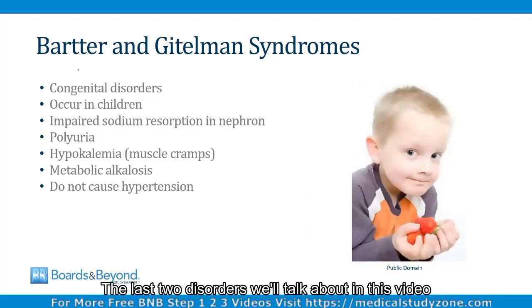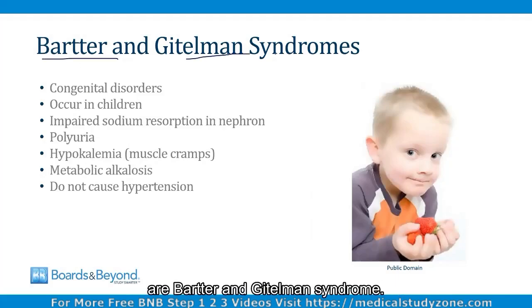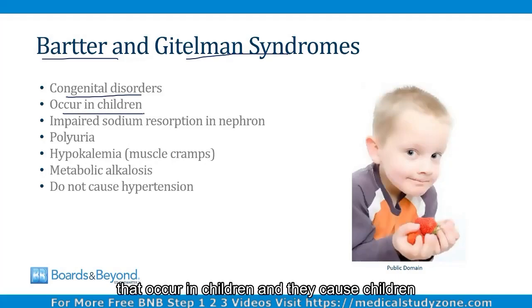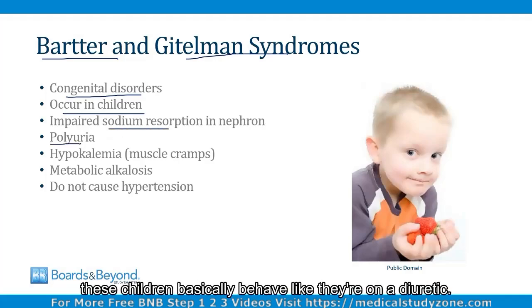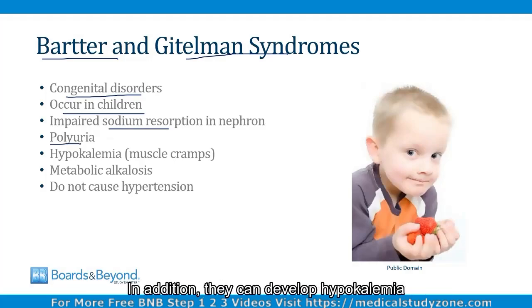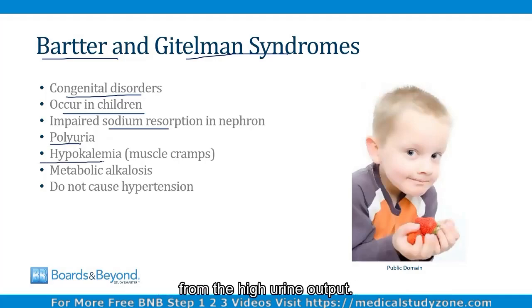The last two disorders we'll talk about in this video are Bartter and Gitelman syndrome. These are very rare congenital disorders that occur in children, and they cause children to have impaired sodium resorption. So when this happens, polyuria develops. These children basically behave like they're on a diuretic. In addition, they can develop hypokalemia from the high urine output. It can take potassium with it, so this can lead to muscle cramps. And then finally, these children will develop a metabolic alkalosis.